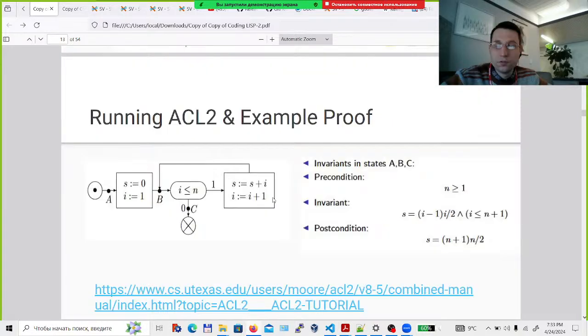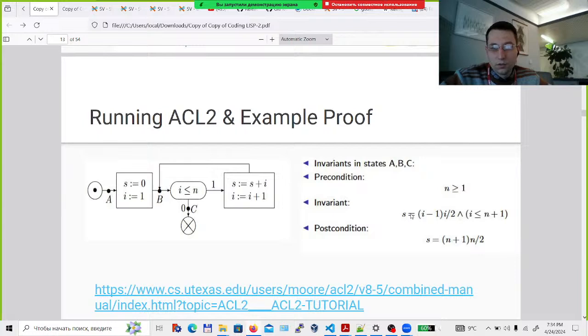Arithmetic progression from 1 to n. So at the beginning you have to define the precondition. The n should be above 1, because if it's below 1 it will not work correctly, because we want to get some result from this. On each point A, B and C we have some kind of logical conditions which are called a specification invariant.